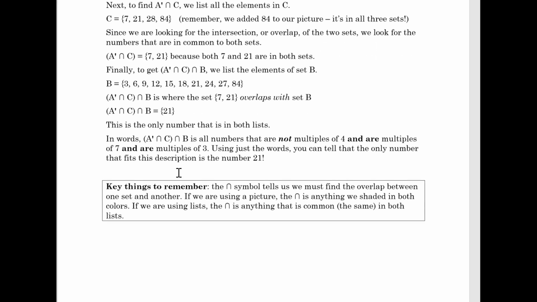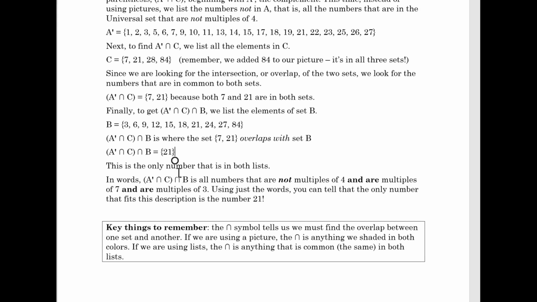Finally, a couple key things to remember. One is that the words are going to really help you. If you look at the words, this is not A, that means not multiples of 4. C is multiples of 7. So numbers that are not multiples of 4, and are multiples of 7, and are multiples of 3. The only number that works for that is 21. 21 is a multiple of 7, it's a multiple of 3, and it's not a multiple of 4. So you can certainly use the words to try to figure out what your answer is.